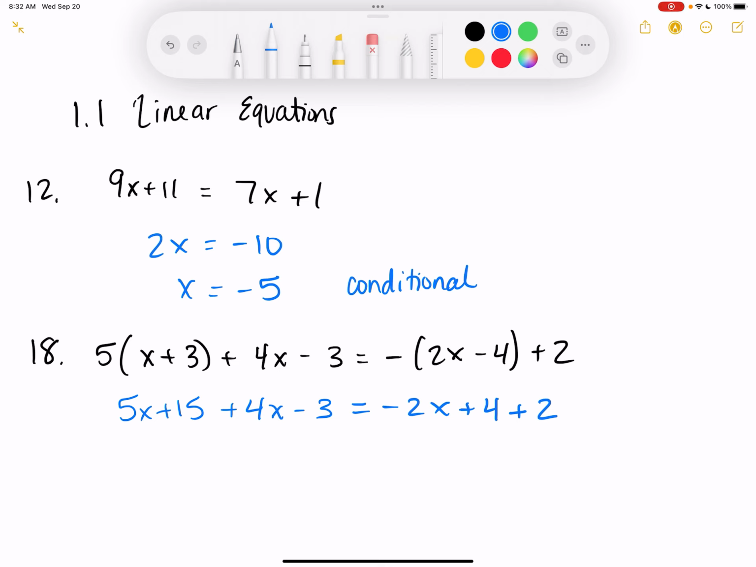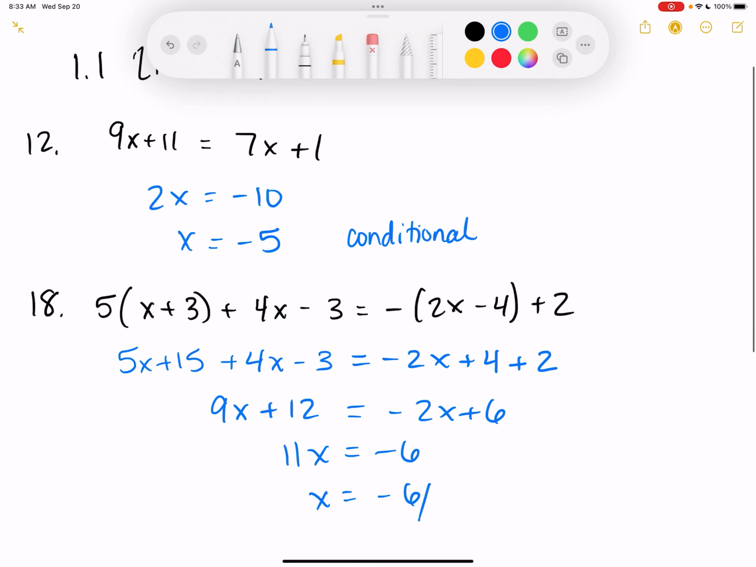And then on each side, I'm going to combine like terms. So 9x plus 12 on the left is equal to negative 2x plus 6 on the right. I'm going to add 2x and subtract 12. So that's going to give me 11x is equal to 6 minus 12 is negative 6. So x is equal to negative 6 over 11. And since that's equal to a specific solution, again, that's going to be conditional.